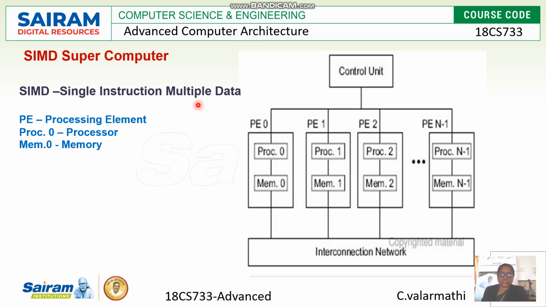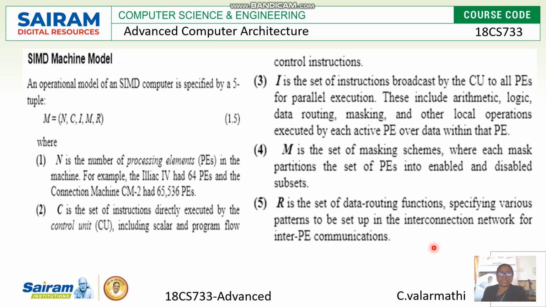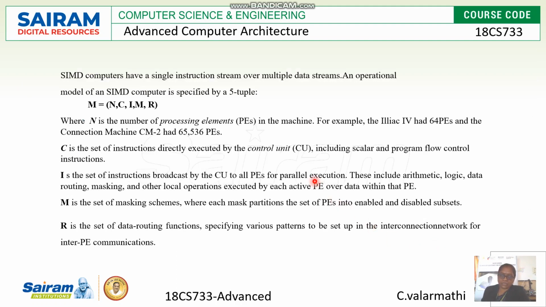A SIMD supercomputer is very similar to single instruction multiple data, where you will have N number of processing elements. One processing element is an assembly of a processor along with its local memory. You can see the diagram here, from PE0 to PEN-1. Each processing element has one processor and its local memory inside. Each processing unit is connected with the interconnection network, which may use a WAN, a MAN, or local networks.